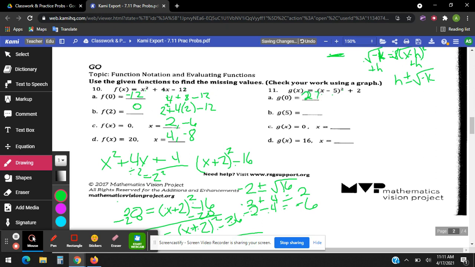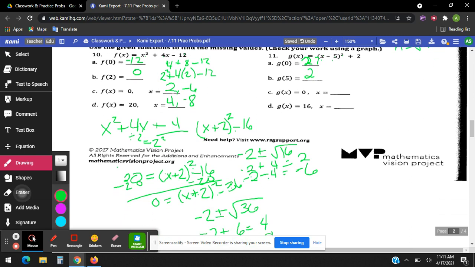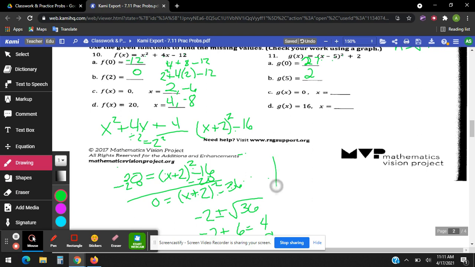When you put a 5 in there, 5 minus 5 is 0. 0 squared plus 2 is 2. Okay, so now we've got it equaling 0. So let's go ahead and erase these, get these out of the way, so I don't have it from the next one. All right, so I want to have a 0 in here. That's already in vertex form.